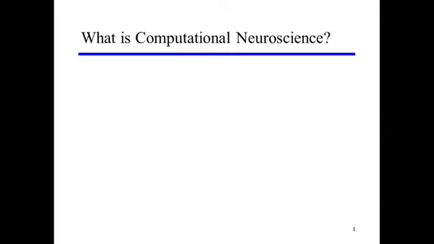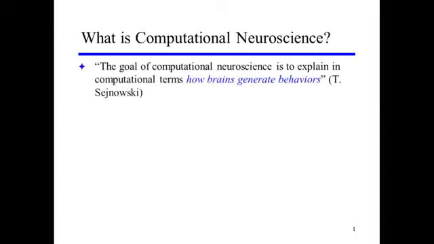Welcome back. Let's begin by asking, what is computational neuroscience? According to Terry Sejnowski, who was one of the founding fathers of the field and was also my postdoctoral advisor, the goal of computational neuroscience is to explain in computational terms how brains generate behaviors. Now let's dissect this definition a little bit.